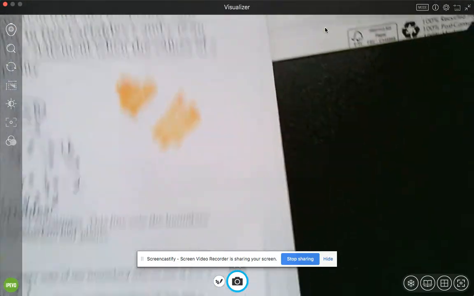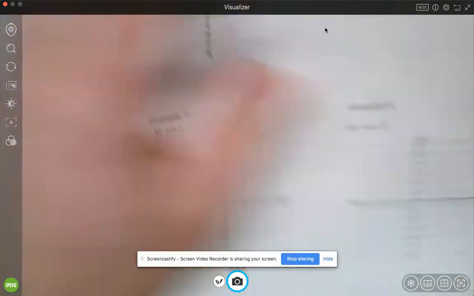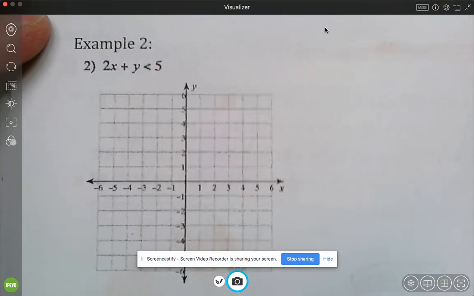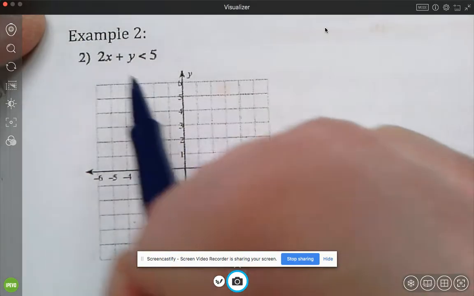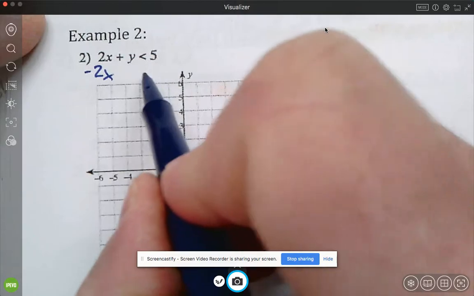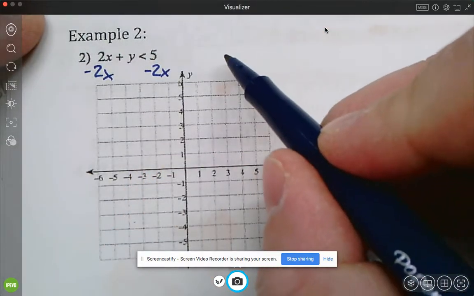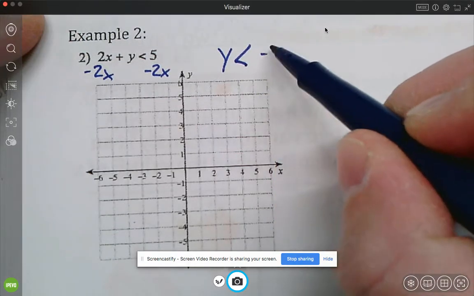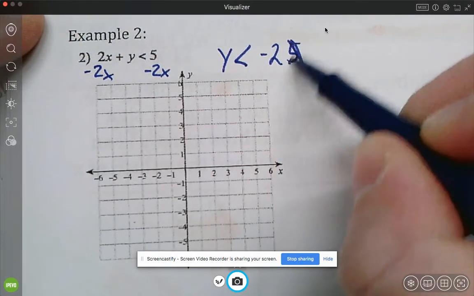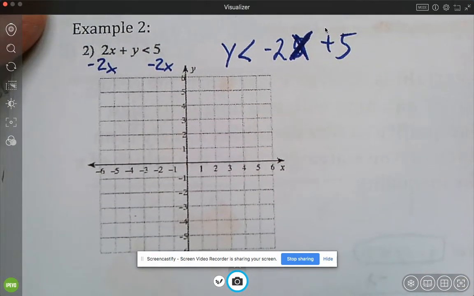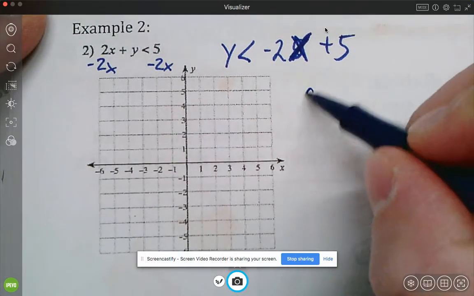Turn to the next page in our video reference here. Okay, so this one has just a little bit more, as Miss Hindle likes to call it, housekeeping. We have to solve for y again, so it's minus 2x, and what's my equation? y is less than negative 2x plus 5. All right, so before I even graph this, raise your hands. Is it going to be dotted or solid?